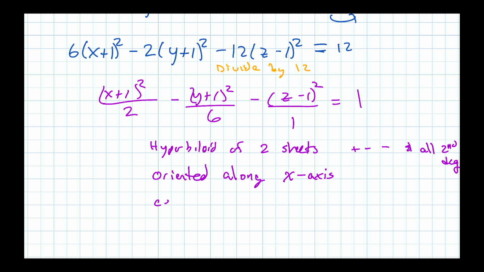And for the center, you do the center like you do the center of an ellipse or anything, right? So it's going to be the numbers that are here, but with the sign changed. So it's been moved -1 in the x direction, -1 in the y direction, and +1 in the z direction, right? Plus, plus, minus, minus, minus, plus.